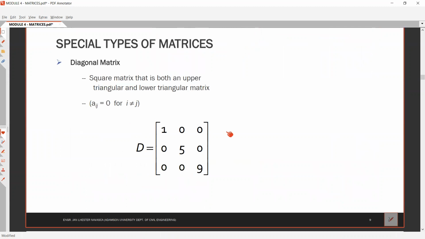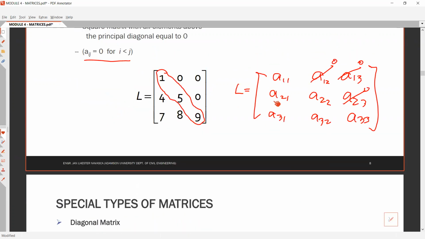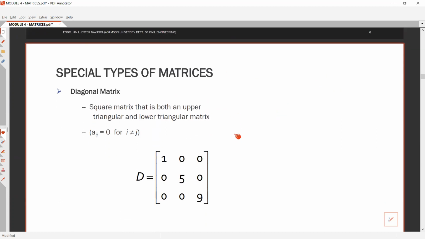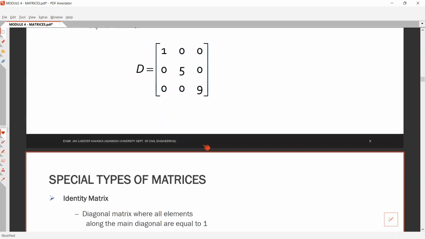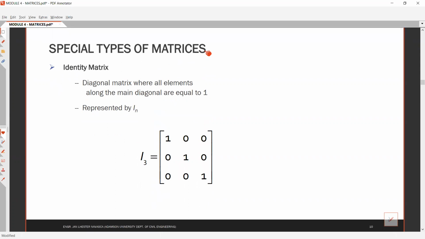Okay. Next one, we have the diagonal matrix. So for the diagonal matrix, ito ang square matrix where both upper and lower triangular matrix are 0. So in initial notation, Aij is equals to 0 when i is not equal to j. Okay? So yung diagonal lang yung may numbers. Okay? So parang dito, this one is 0, dito 0 din to. This one is 0, 0, 0. So for i is equals to j lang yung not equal to 0. Okay? Next one, we have the identity matrix.